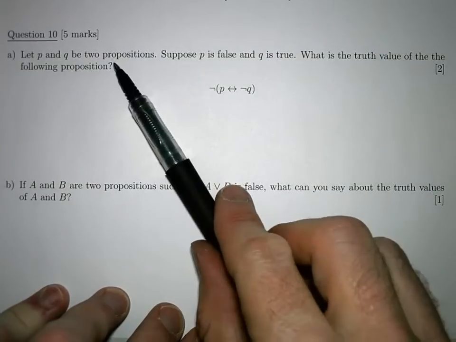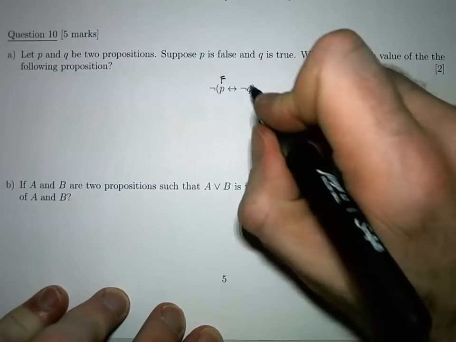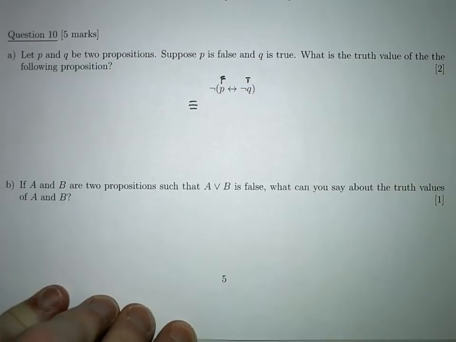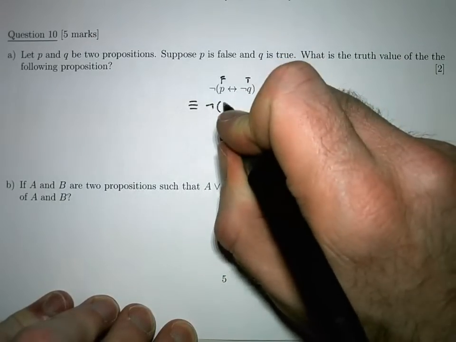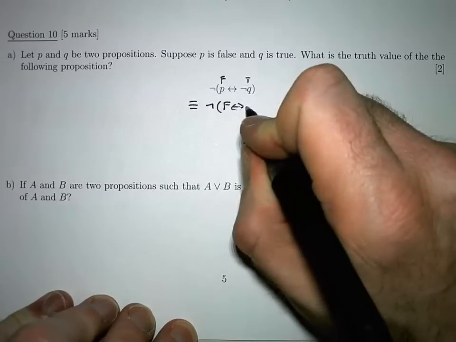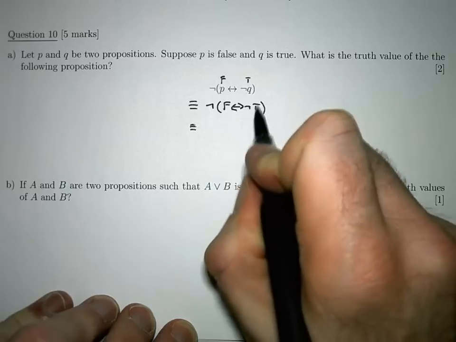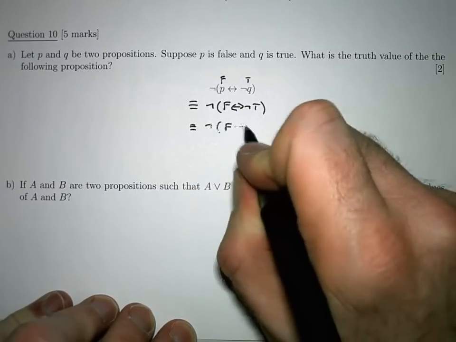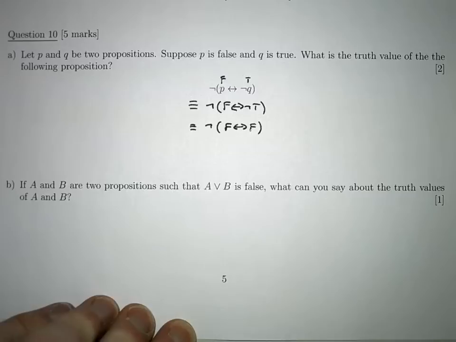Let P and Q be two propositions. Suppose P is false, okay, so this guy here is false, and Q is true, and we want to know what is the truth value of the following proposition. Well, given that we're told what our values are, this is logically equivalent to not P, which is now false, if and only if not true. Right, so starting in the smallest possible sentence, we've got a not true here, and you know that not true returns, of course, false. And now we've got a false if and only if.